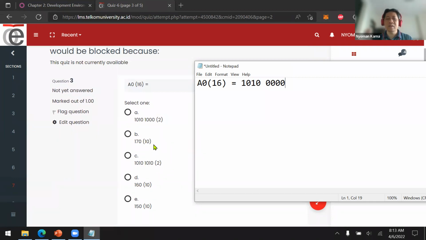Okay, so it could be in decimal. In decimal, remember, we multiply A by 16 plus 0 times 1. A is 10, so 10 times 16 plus 0 will be 160 in decimal. We have it, oh yes, this one, D.